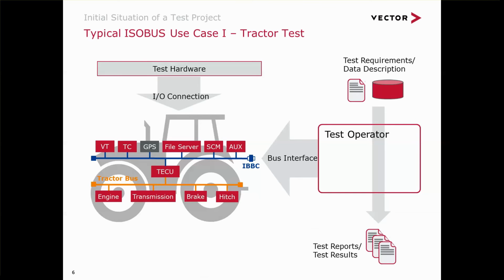The first use case I want to tell you is a tractor test. In a tractor test, you have arranged some hardware connections to the tractor. You have a full, complete tractor arrangement of virtual terminal, task controller, GPS, and so on. You have test requirements, test data description, and a test operator, and you await test reports or test results. What is missing? An implement is missing. You have to arrange an implement, or you have to simulate an implement.